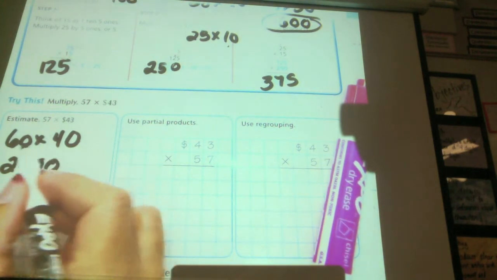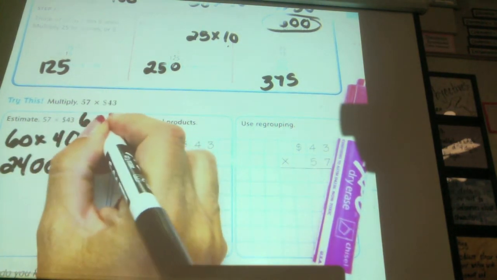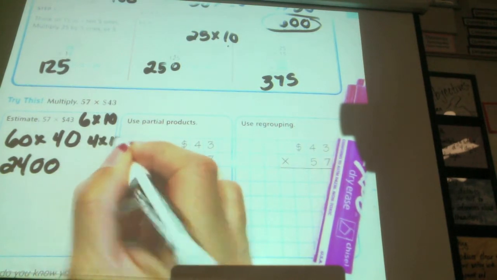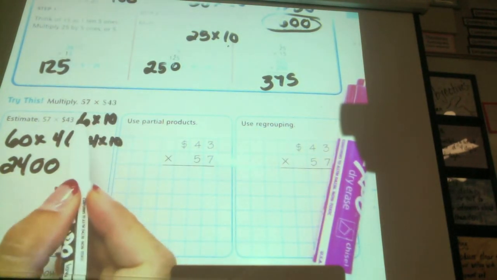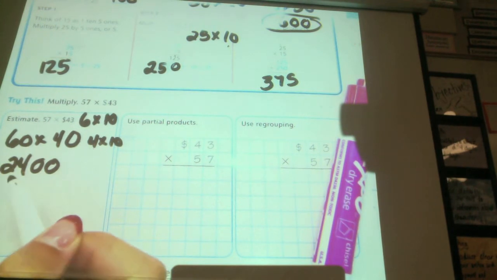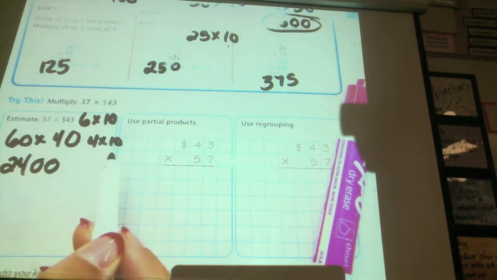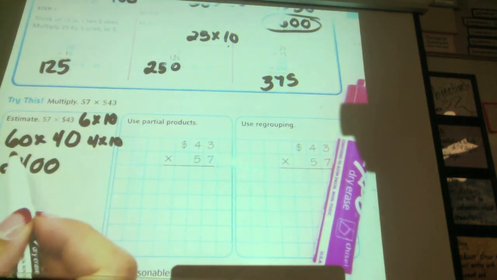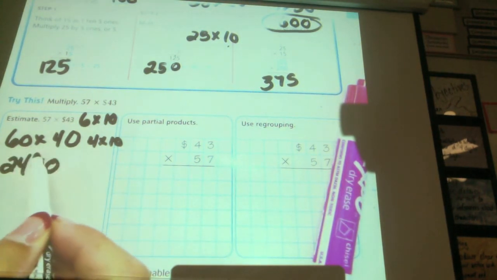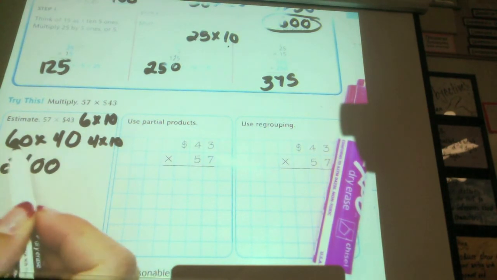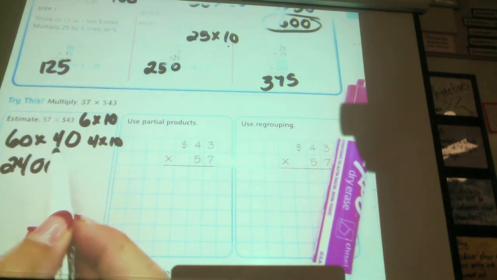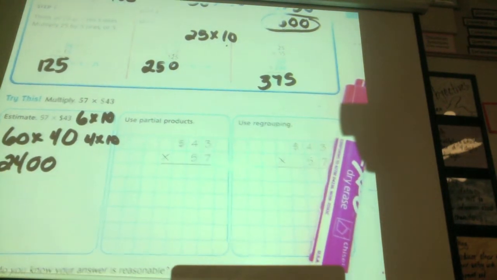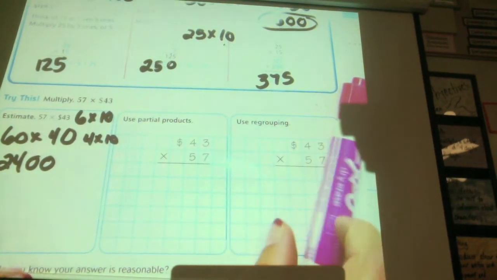Remember, when I'm doing that, what I'm thinking in my head is that this number is 6 times 10 and this number is 4 times 10. So when I multiply, I'm doing 6 times 4, which is 24, times this 10, times this 10. This is just a less work way of doing it, thinking, okay, times that 10, times that 10, because I can already visualize in my head that this is what it is. All right, so my estimate is 2,400.